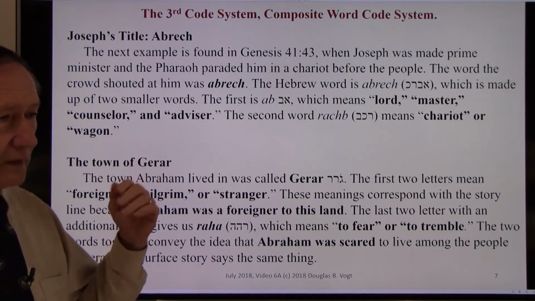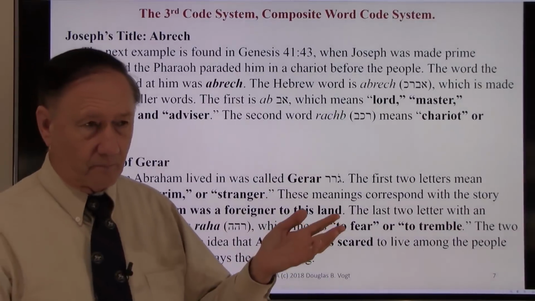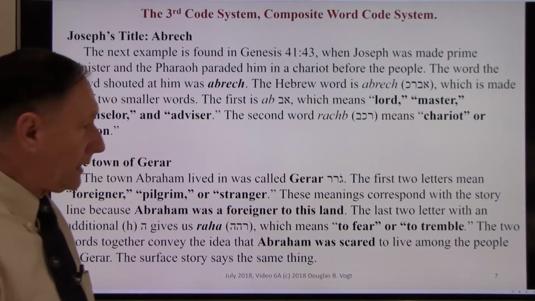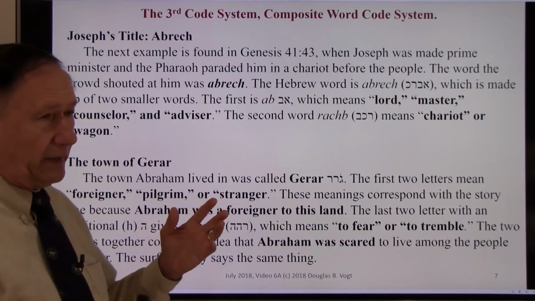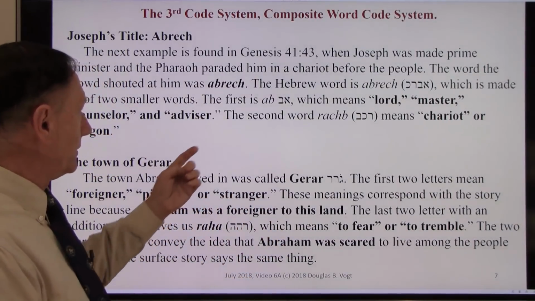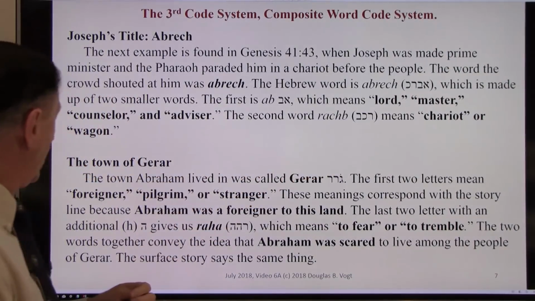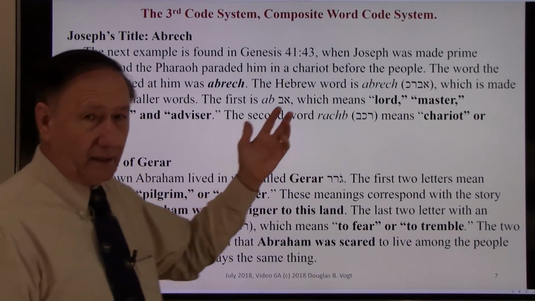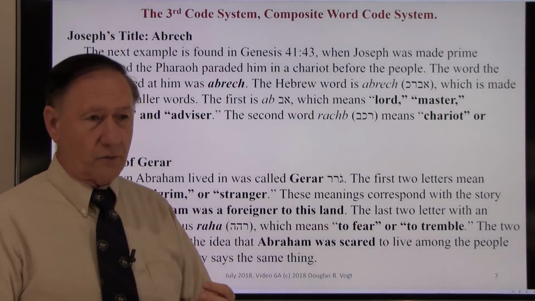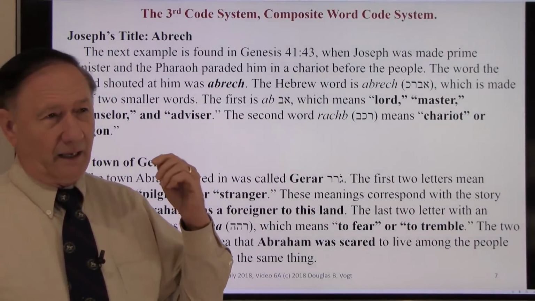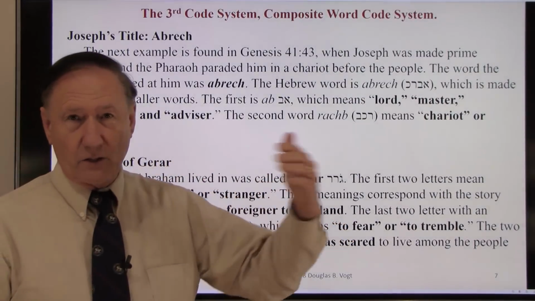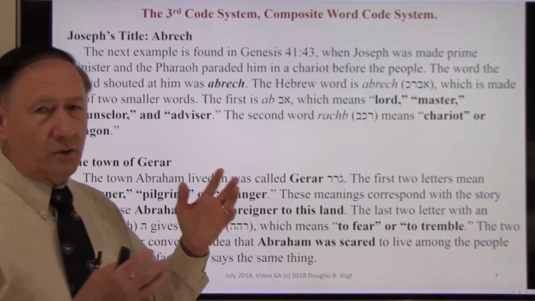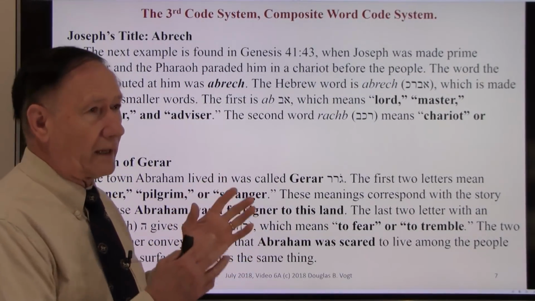Next, after Joseph is made prime minister by the Pharaoh, the crowd yells Abrech at him, like a title. Now this is an example where Moses is showing that a longer word means maybe the parallel to the surface story. So the first two letters, Aleph Bet, means Lord, Master, Counselor, and Advisor. The second word, Rik, means chariot or wagon. Well, that's exactly what the surface story was. After he's given the Pharaoh's signet ring and title, he goes on this wagon, chariot, and he's paraded through the crowds, and they're yelling this name at him. So the name parallels what happened. Moses is basically giving you the clues that we've got composite words here.